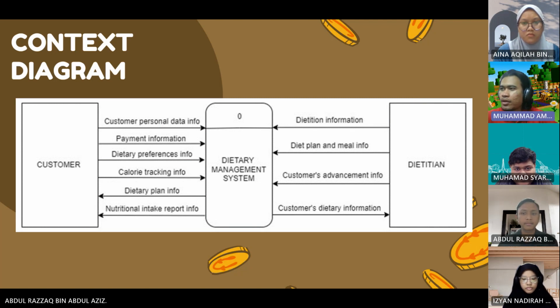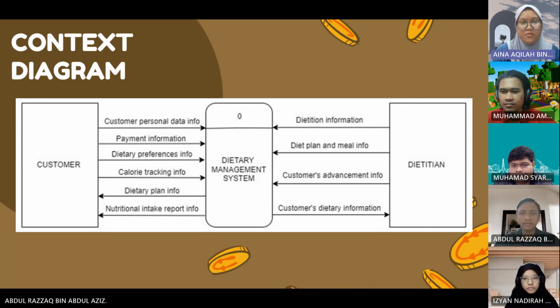All right, so I'm going to be explaining about the context diagram between customer and the dietary management system. So the customer will provide some info such as customer personal data info, payment information, dietary preferences info, and calorie tracking info. In return, the dietary management system will return the dietary plan info and nutritional intake report info to the customer. That's all for me.